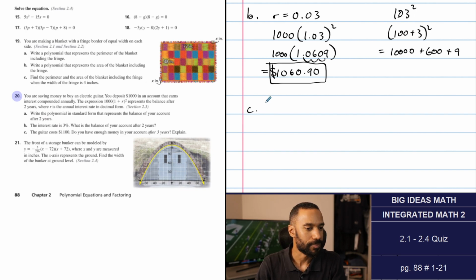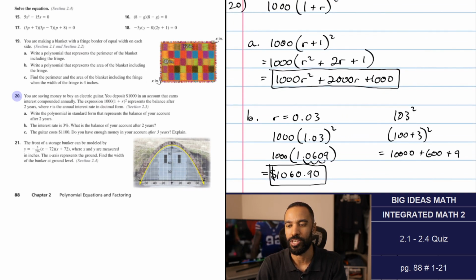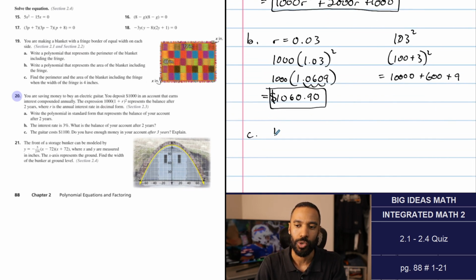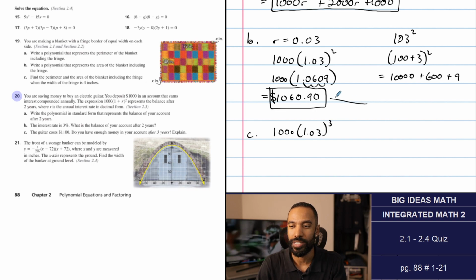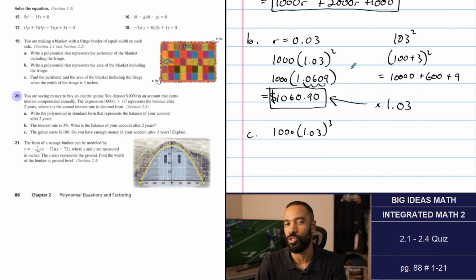Part C. The guitar costs $1,100. Do you have enough money in your account after 3 years? Explain. Well, after 3 years, we would have to apply the same process but turn the 2 into a 3. So we would then have to do 1,000 times 1.03 quantity cubed. Or take this and multiply it by 1.03 one more time.